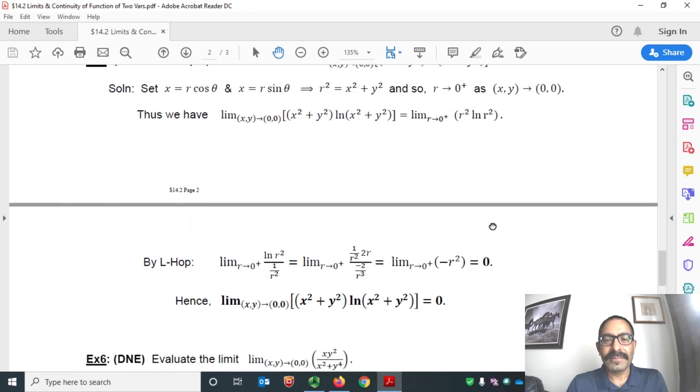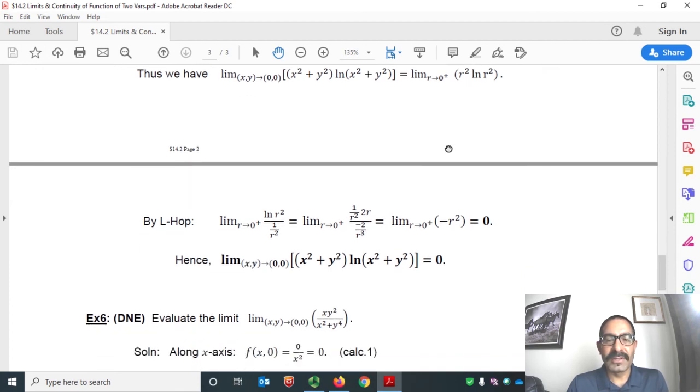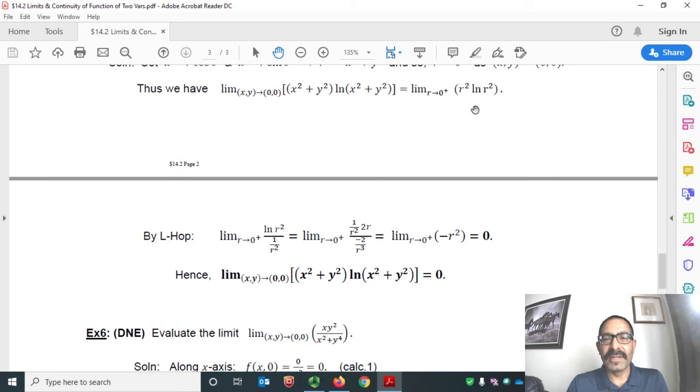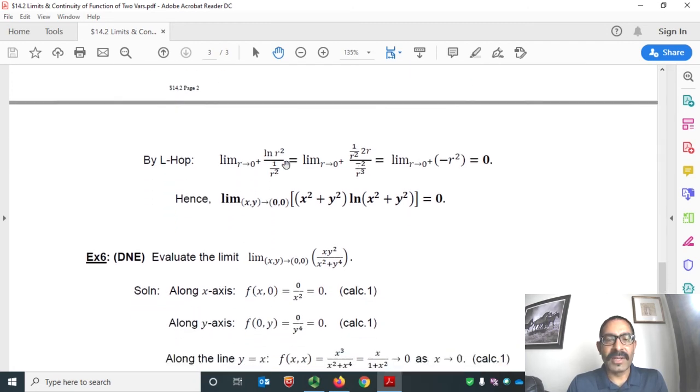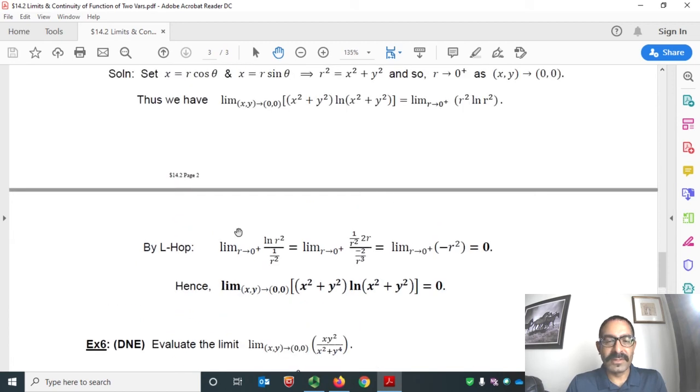Then put r equals 0. r square is 0, natural log 0 is infinite. That means this is an indeterminate form. Now I need to apply L'Hopital's. To apply L'Hopital's, let's write this function in fraction form. So let's bring r square into the denominator by writing its reciprocal. I can rewrite this function this way: limit as r goes to 0 plus of ln r square over 1 over r square.